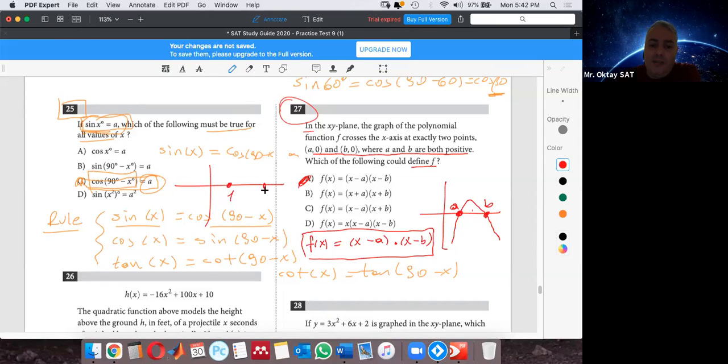If this is 1, if this is 4, let me draw like that, it's better, 1 and 4. So what can you say? You can tell me, teacher, y is equal to x minus 1 times x minus 4. Positive, negative, positive, or negative, positive, negative, positive. So x minus a, x minus b. Is it okay? Not okay?